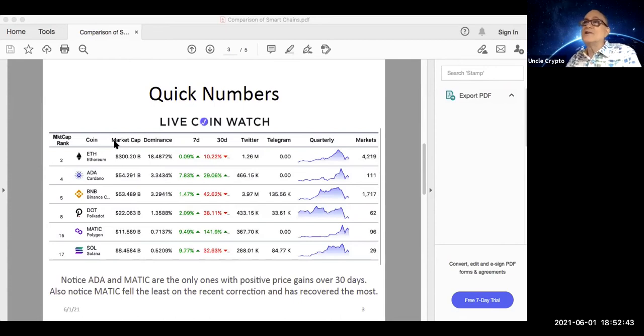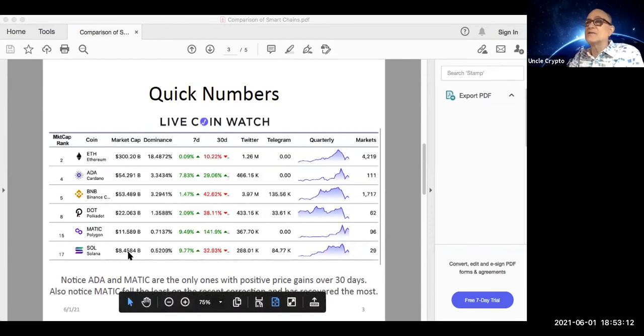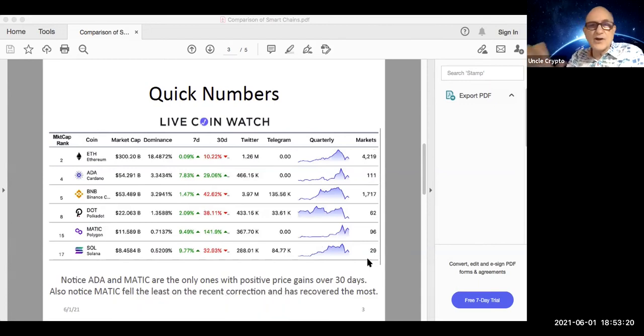So that just shows you that Ether has a tremendous amount of acceptance. Binance has a tremendous amount of acceptance. And the other four are kind of fighting it out themselves. So Cardano has 111 markets and MATIC has 96. Kind of impressive for one of those smaller ones. And the one that is the newest on the block, the one that is just coming up now and has the smallest market cap, has the smallest number of markets. So if you follow these things along, it'll give you those clues.